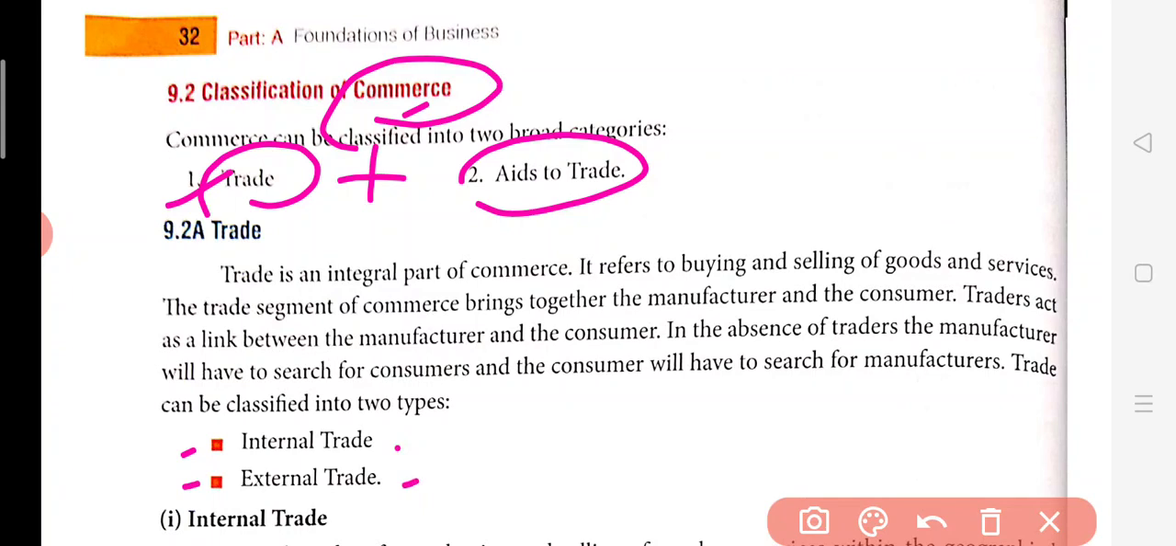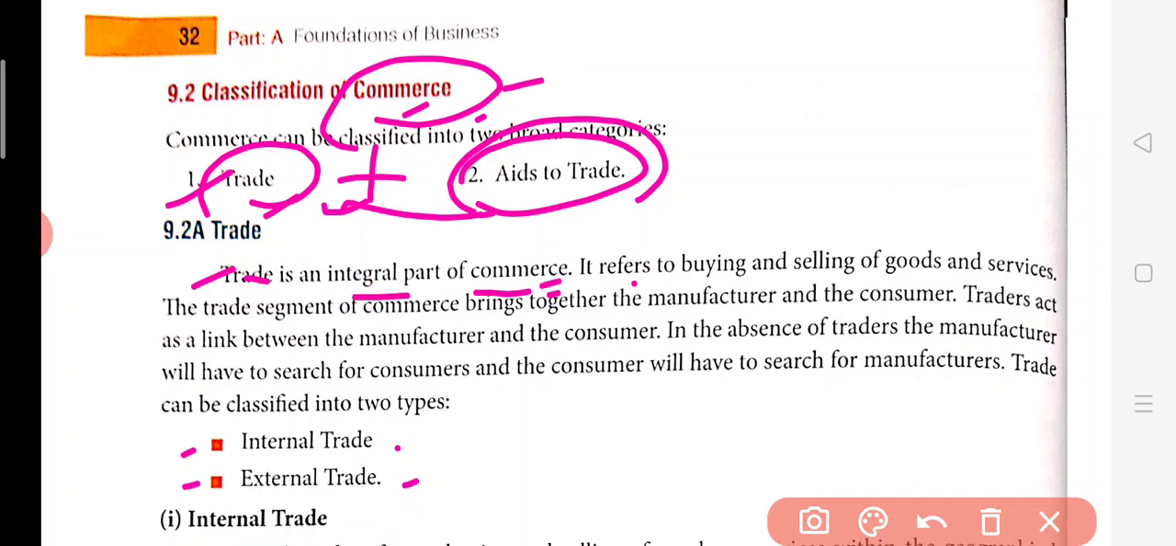world. Here the things which support this trade are services like banking, insurance, or logistic services. All these services help the trading activities. So together, trade and aids to trade are called commerce. Now trade is an integral part of commerce, because the word commerce is made up of two things: trade and aids to trade.